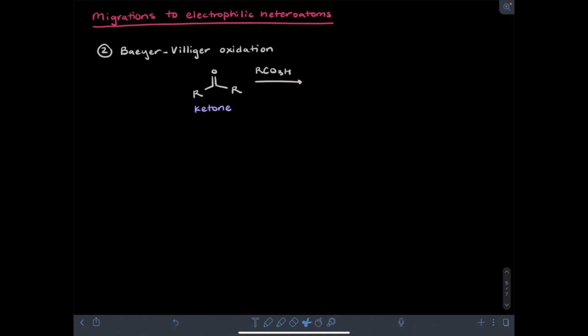One final rearrangement I want to discuss is the Baeyer-Villiger oxidation. This involves treatment of an aldehyde or ketone with RCO3H, where RCO3H is a peroxy acid. This has a carbonyl attached to an oxygen attached to an OH group, so this has an extra oxygen compared to a carboxylic acid. And the product for this reaction is an ester, where an oxygen atom has been inserted between a carbon-carbon bond in the case of a ketone.